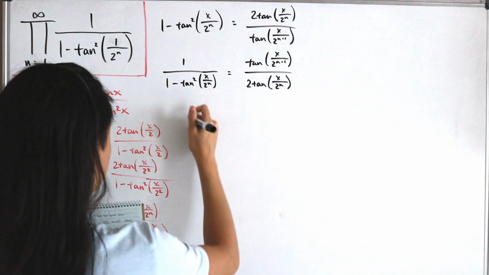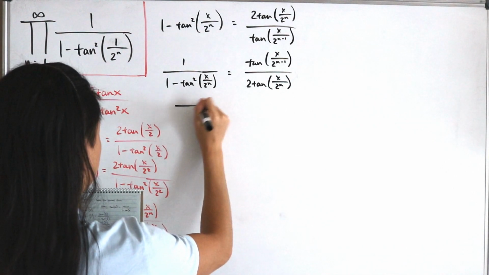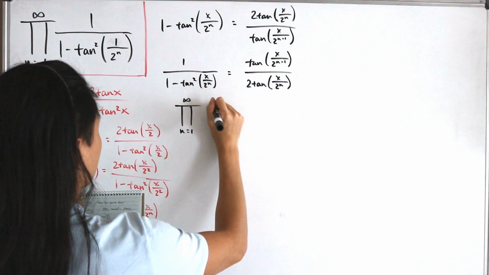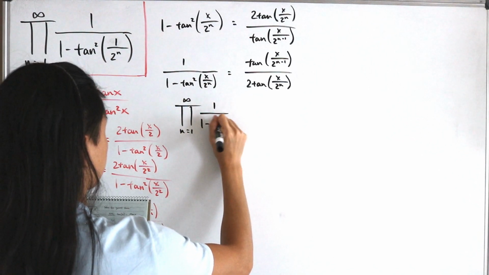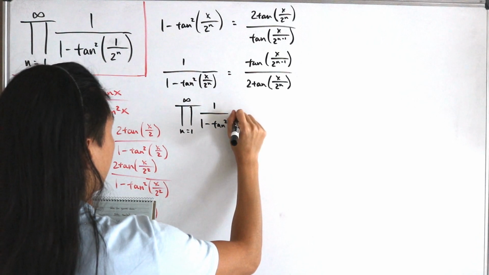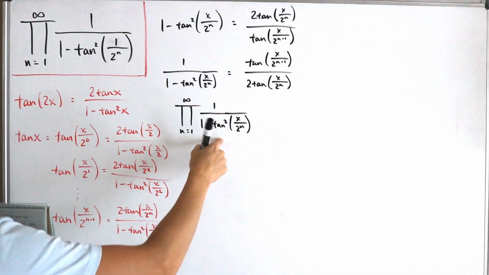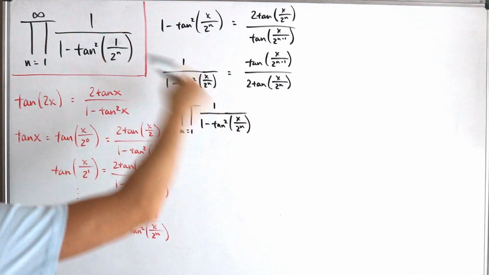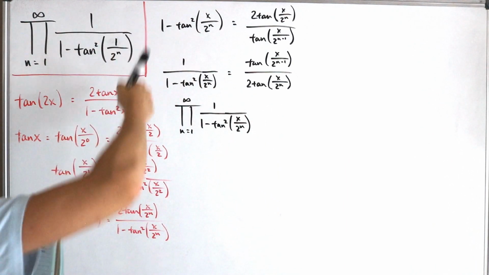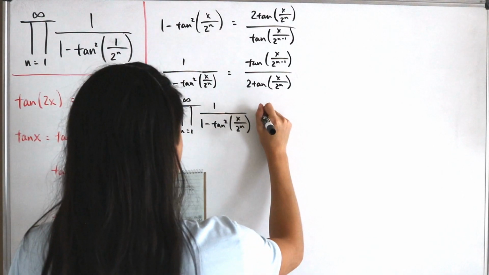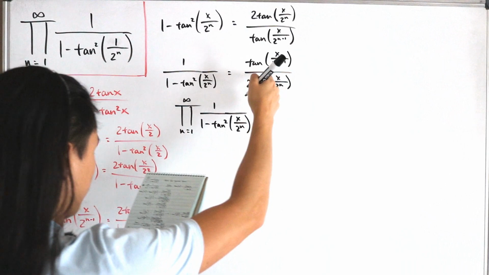Now, doing both sides, we actually take the infinite product series. So that means the infinite product starting with n equal to 1 of 1 divided by 1 minus tangent square of x divided by 2 to the power n. So this is actually the generalization we want to follow. As you notice, we're actually going to let x equal 1 in this case to get our final answer, but we'll get to that step once we find this generalization. So that means I take the infinite product series over here on this side too.